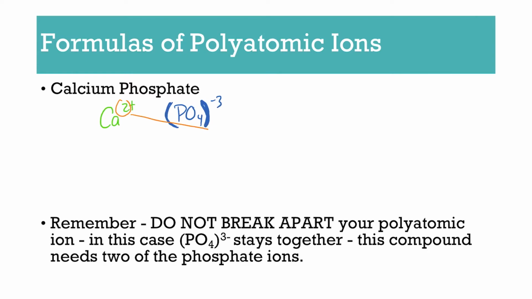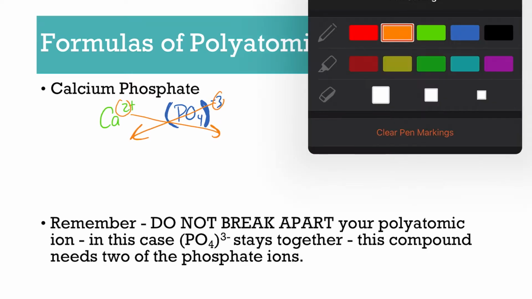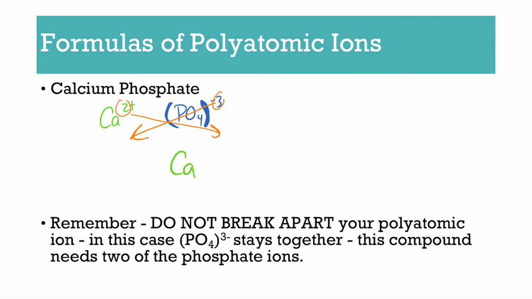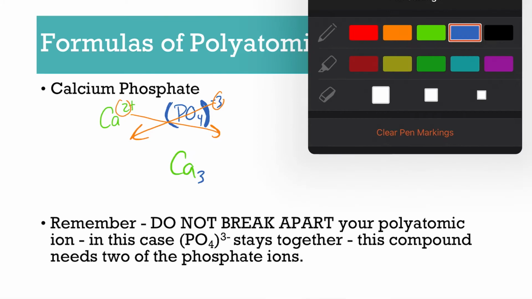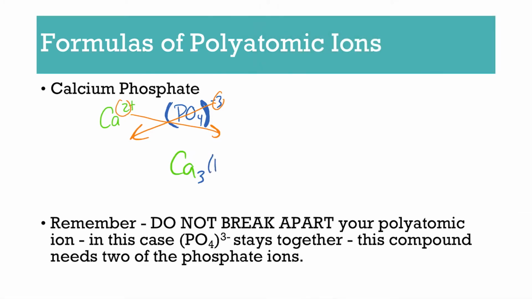So when we crisscross, we do just like we did before. We have Ca, but we're going to have 3 of those. And now remember, PO4 travels as a unit, so keep that in parentheses. But now you have 2 of them. So you have 2 of those PO4 things. So 2 of those glued together Legos.